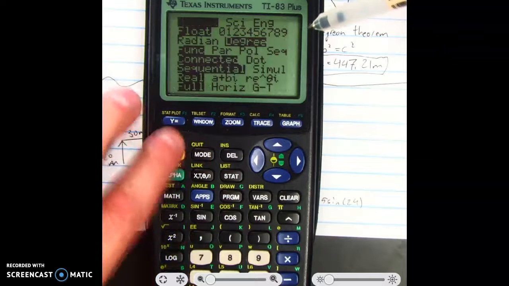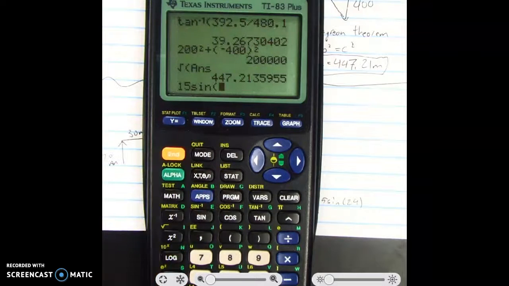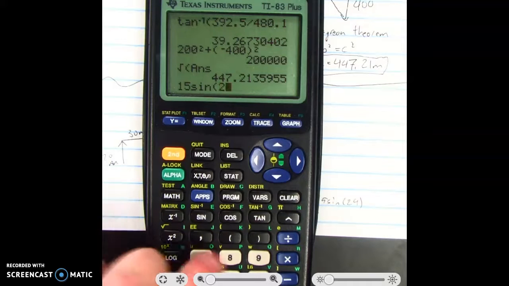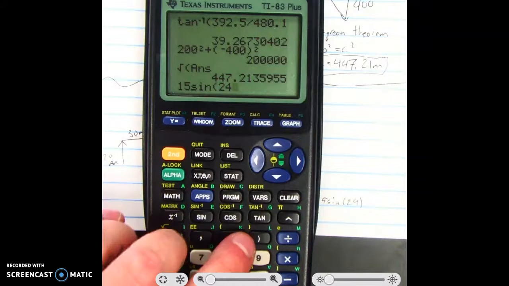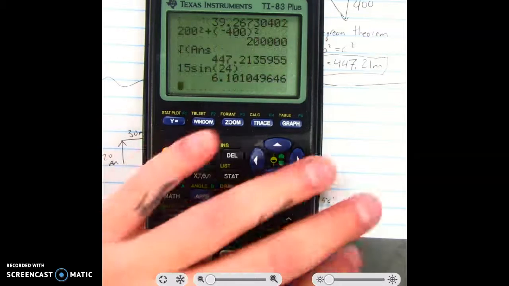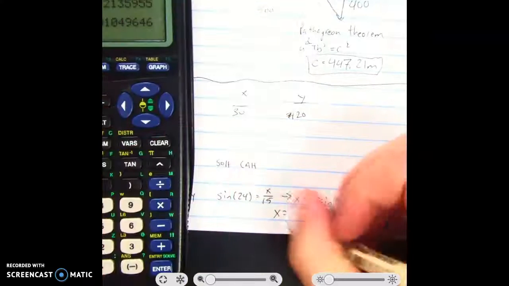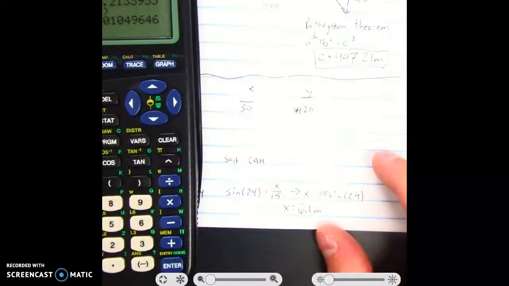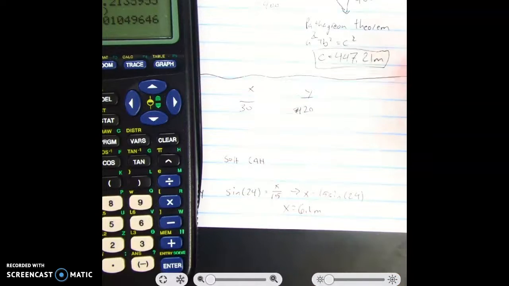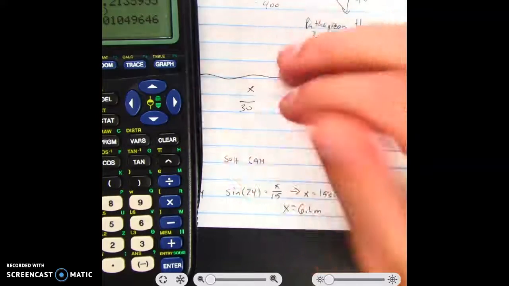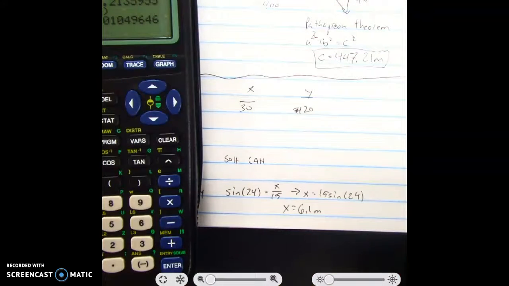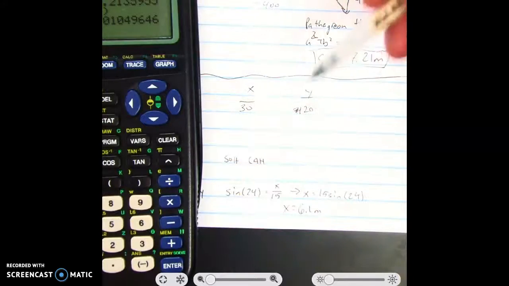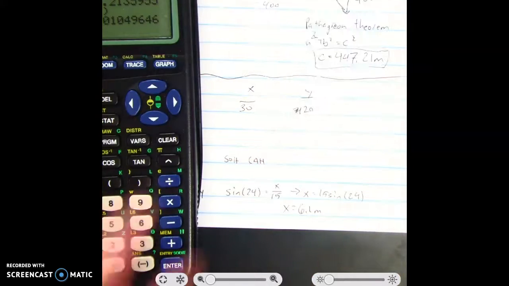Oh gosh, this is embarrassing. 24 degrees. And I get 6.1 meters. And we're going to do the same exact thing for cosine. Okay, but sorry, for the y-axis, we're going to use cosine.